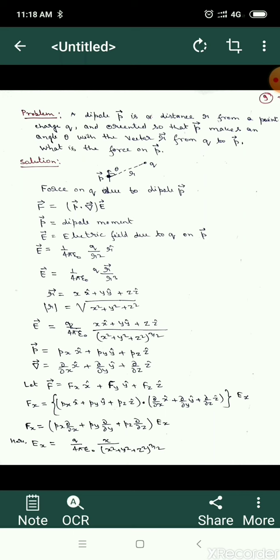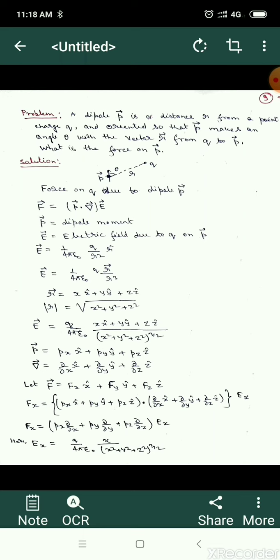Where R is equal to x unit vector, y unit vector, z unit vector, and the magnitude of R is equal to under root x square plus y square plus z square. So the electric field E vector can be written as 1 upon 4 pi epsilon 0 Q into x unit vector plus y unit vector plus z unit vector upon x square plus y square plus z square to the power 3 by 2. So this is the electric field due to charge q, which is situated at r distance, at the point where dipole p is existing. So p vector is px x unit vector, py y unit vector, pz z unit vector, and the del operator is del over del x unit vector, del over del y unit vector, del over del z unit vector.